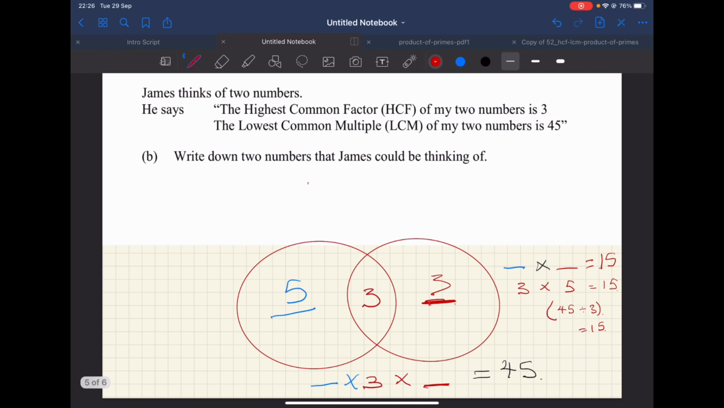All right, so for this one, let me call this possibility A. For possibility A, what will this number be? The number will be 5 times 3, which gives us 15. And this number, the second number here, will be 3 times 3, which gives us 9. Okay, so the two numbers James could be thinking of could be 15 and 9.